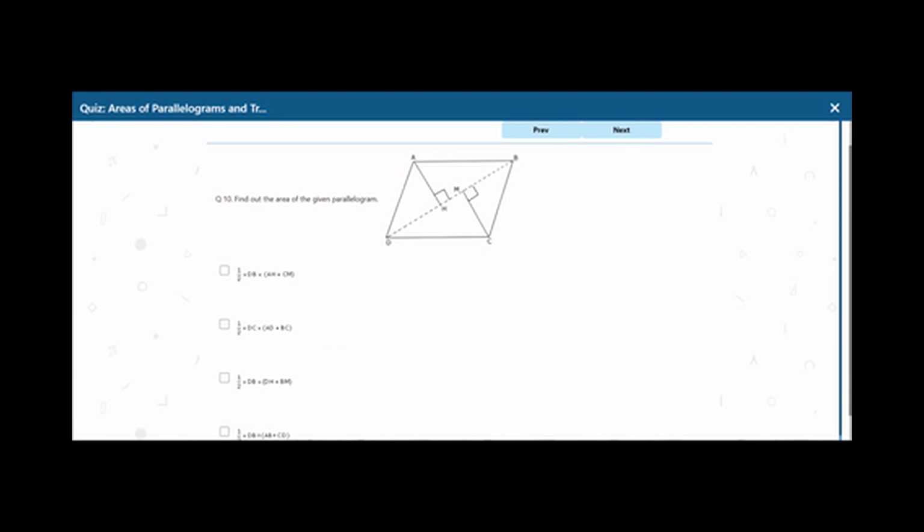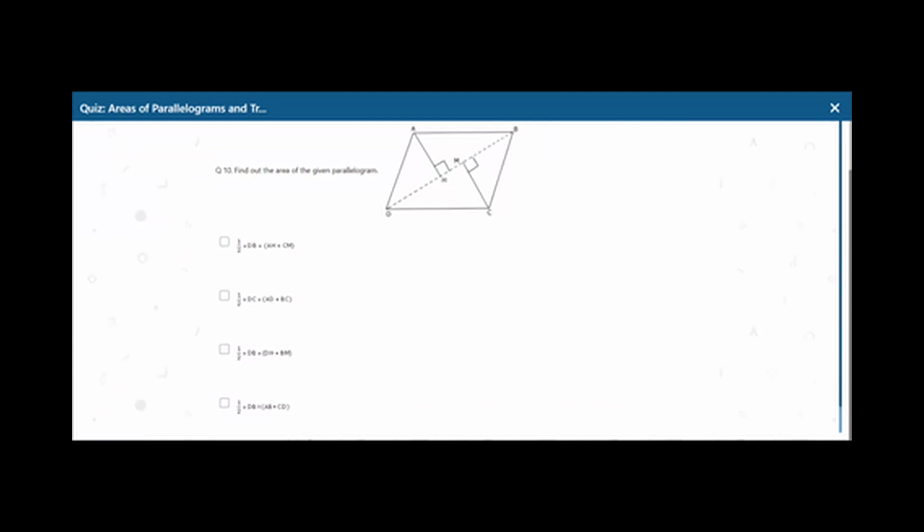Next, Naveen. Naveen, is it there? Yes, ma'am. You have to answer this. Find the area of the given parallelogram. Option A, ma'am. That's correct.